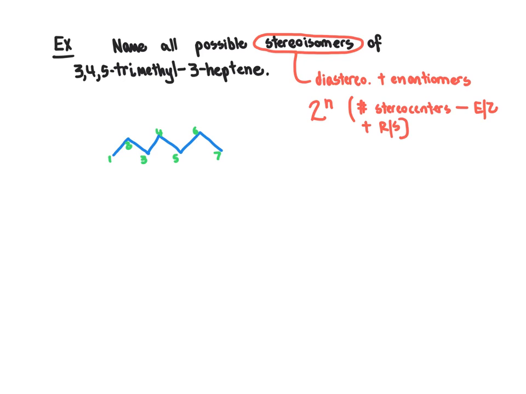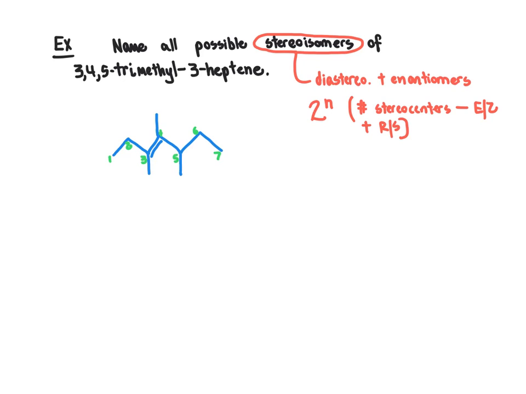Okay, so we have our 7 carbons in place. Since it's called 3-heptene, that means that between carbon 3 and carbon 4, we need to have a carbon-carbon double bond. Bam, we put that in. And at carbon 3, carbon 4, and carbon 5, we need a methyl group. So carbon 3, carbon 4, and carbon 5 all get our methyl groups.